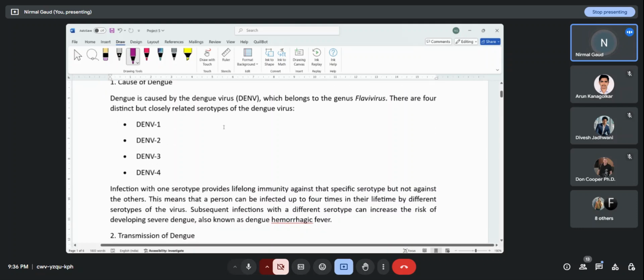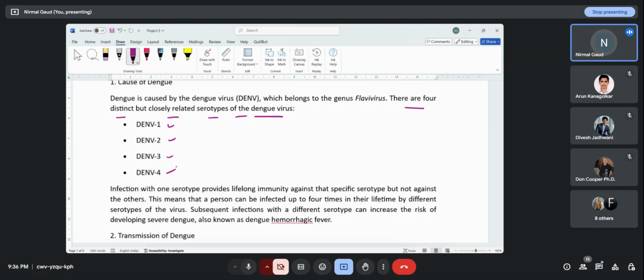Okay, so what are the causes of dengue? As I already told, it's a viral infection due to the bite of a female mosquito, and there are four distinct but closely related serotypes of the dengue virus. It can be like 1, 2, 3, and 4. These are the types of virus in dengue.